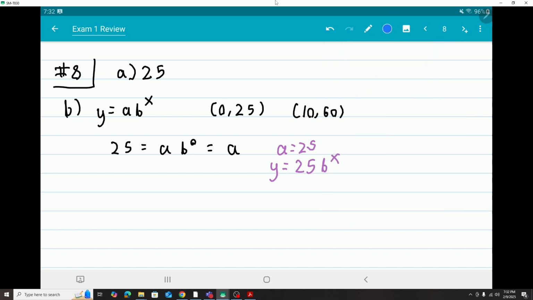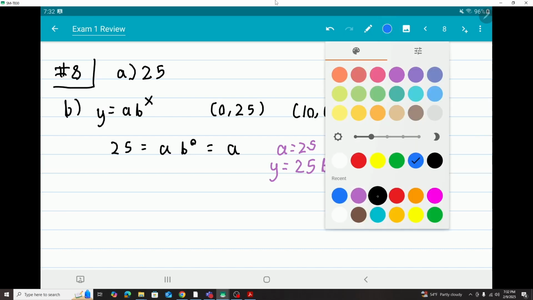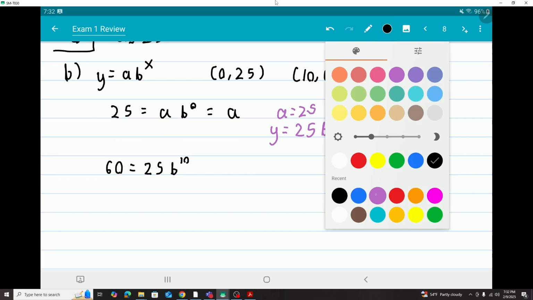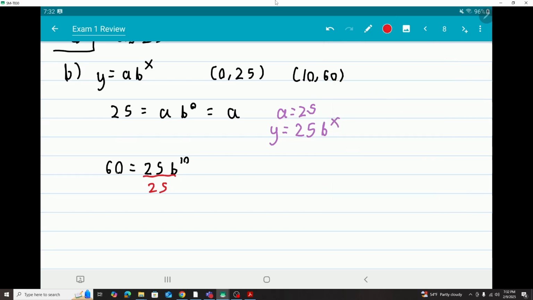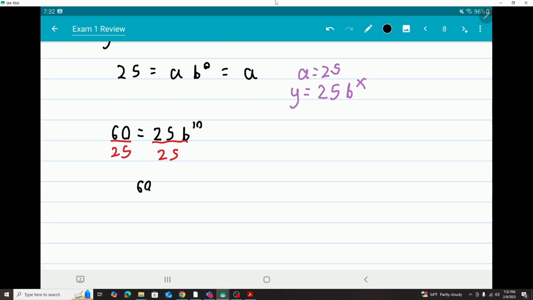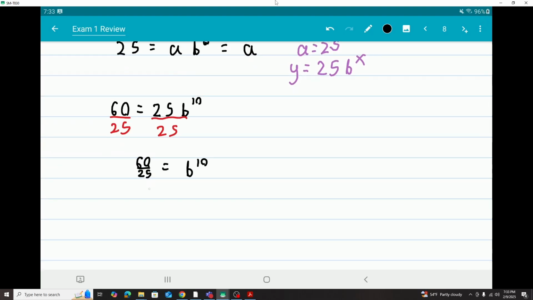Now we go back and we plug in the point (10, 60). 60 equals 25 b to the power of 10. Divide both sides by 25. So on the left side, we have 60 over 25. On the right side, we have b to the 10th. And then we can simplify the left side a little bit to be 12 over 5.